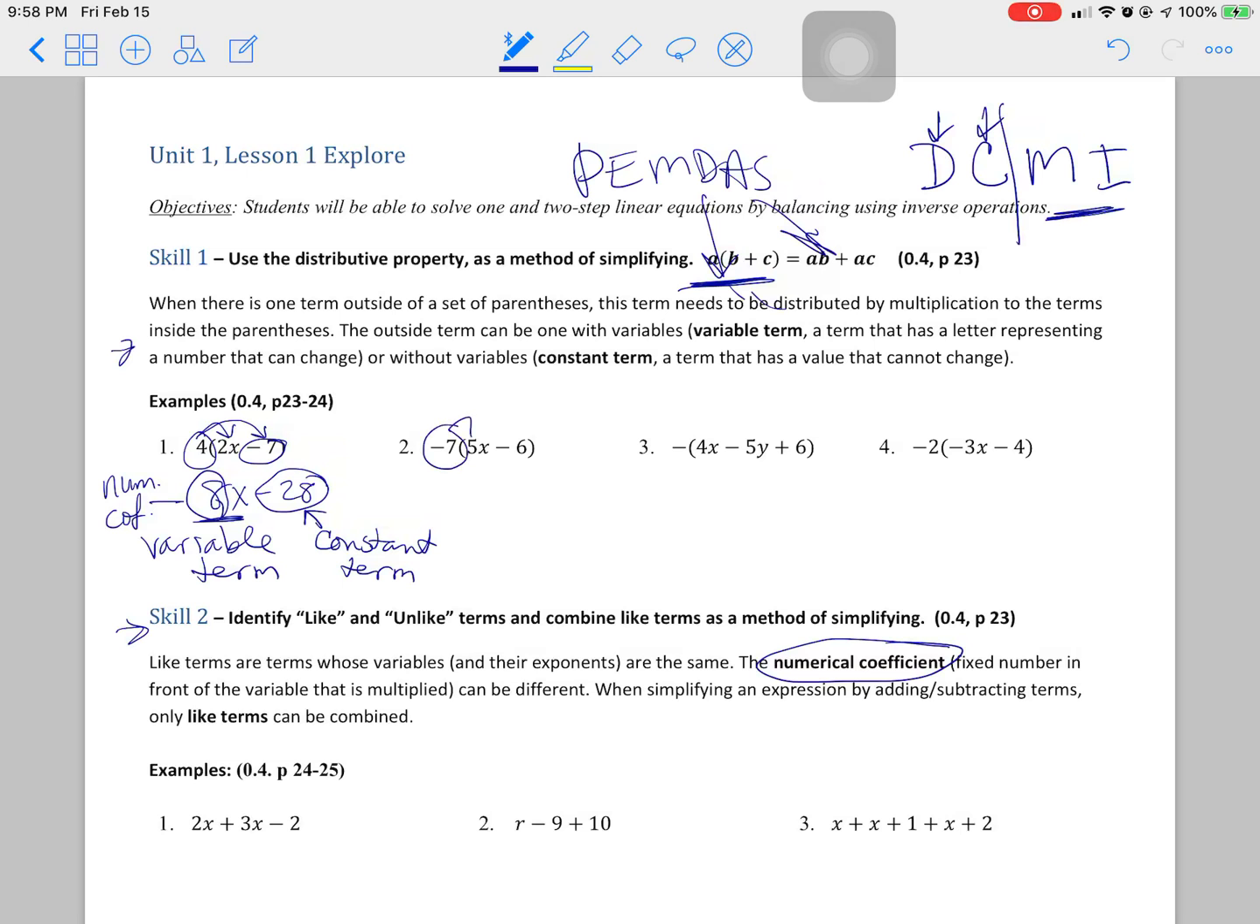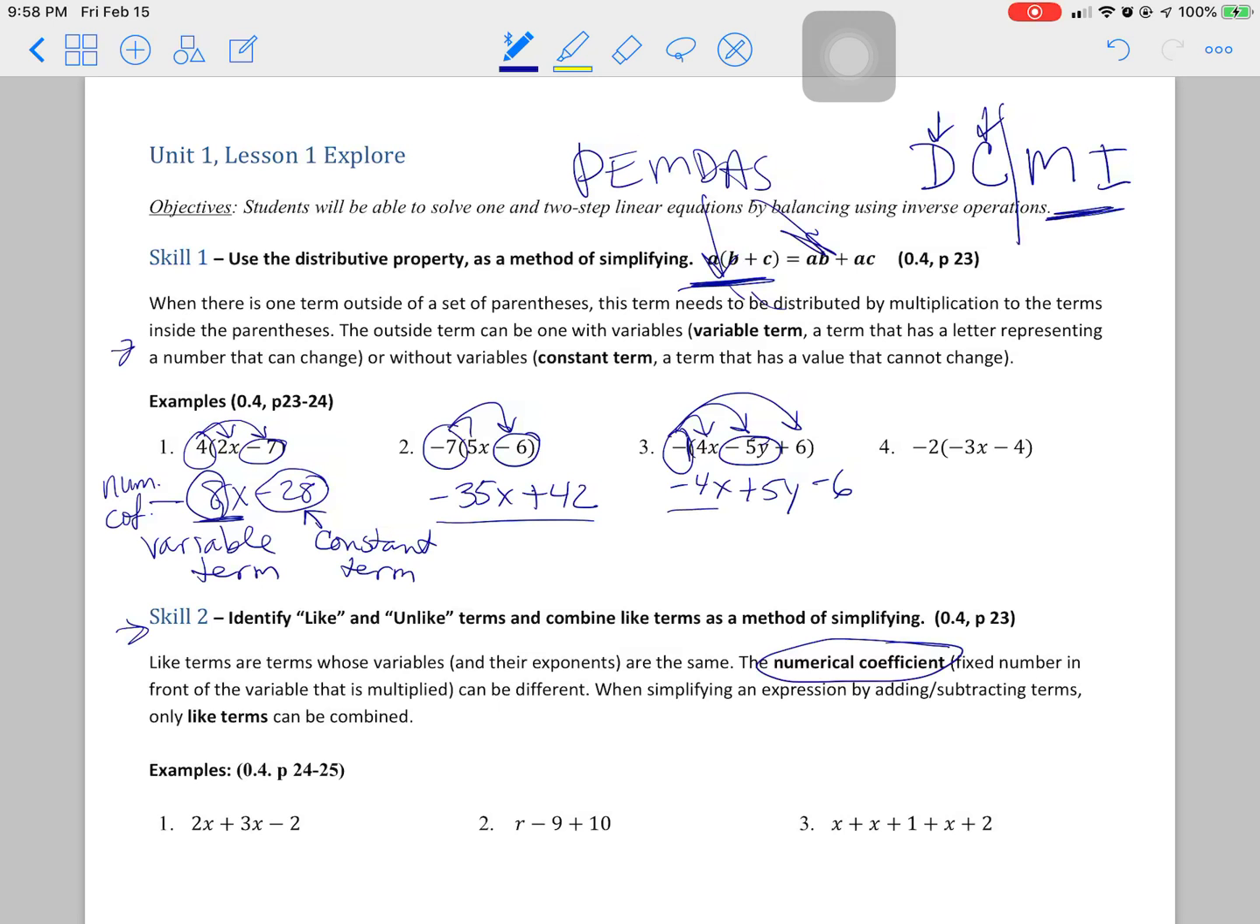So this times this is negative 35x. Negative 7 times a negative 6 is going to give you a positive 42. And that's done. There's nothing else to do for that one. This one, if you want to add a 1 here, this is negative 1 times 4 is negative 4x. Negative 1 times a negative 5 is a positive 5y. Negative 1 times a positive 6 is a negative 6.